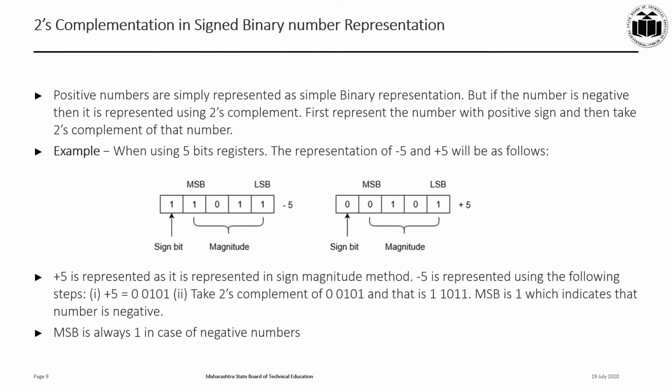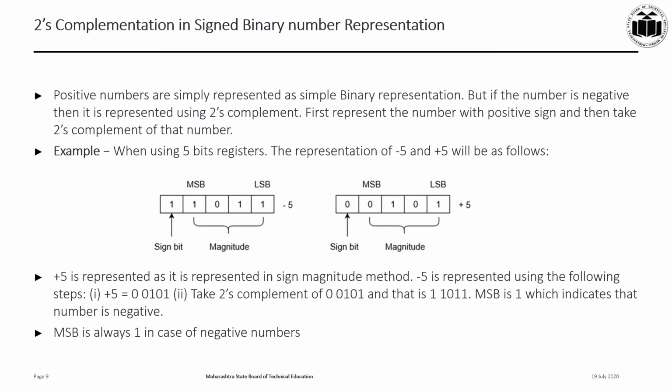2's complement in signed binary number representation. For positive numbers, you can simply represent as a simple binary representation. Take an example of decimal number 2. In binary representation, it will be 0010. But what if the number is negative? Then we make use of 2's complement. So signed binary number representation can be done with the help of 2's complement.